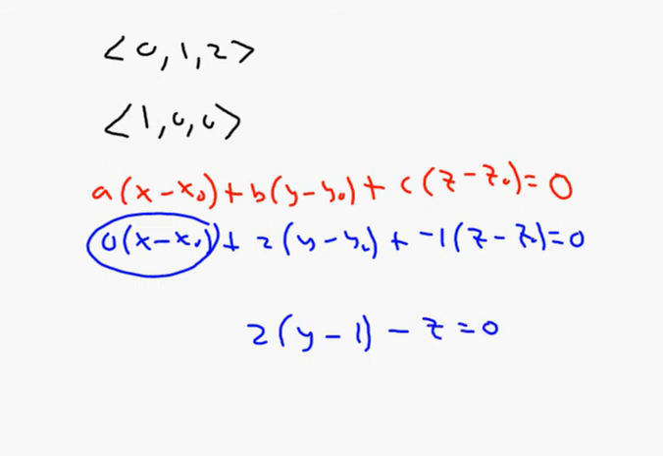If you want, what could you write? 2y minus z equals 2. There you go. Don't forget the 2 there. 2y minus z. There we go.